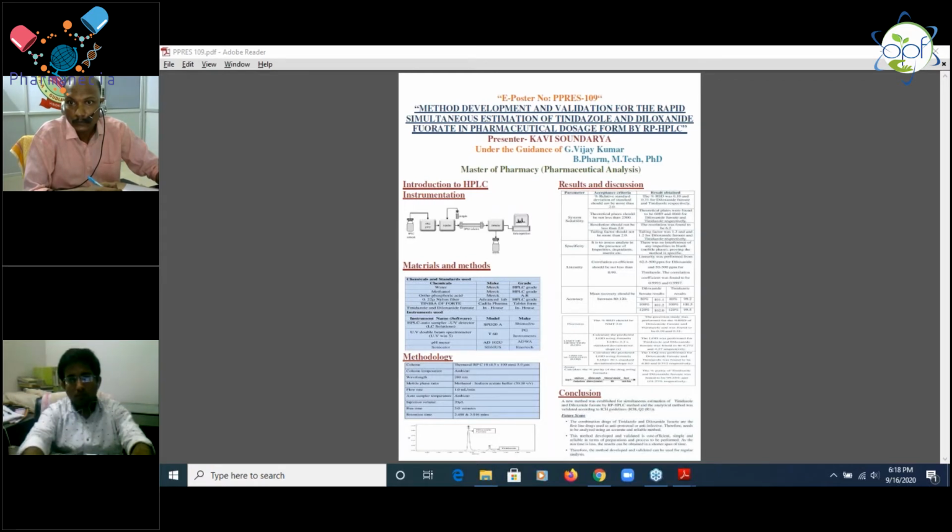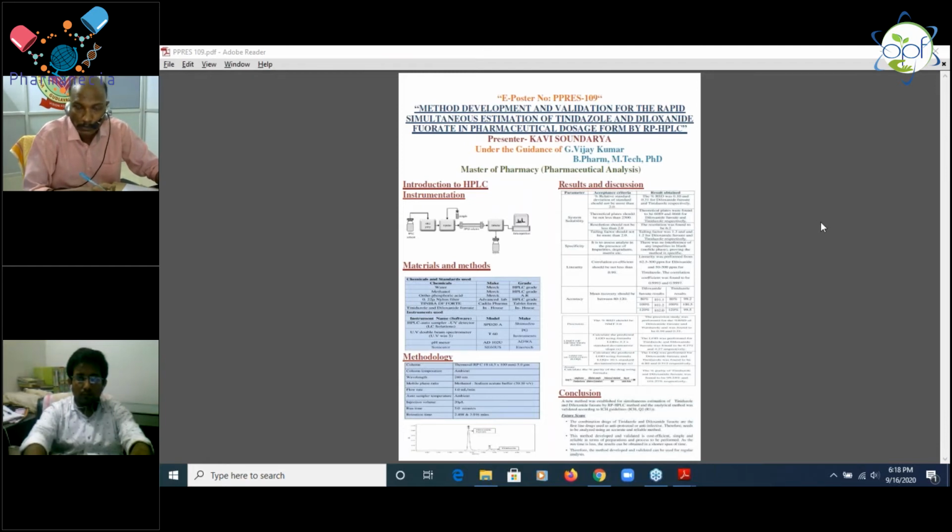After development of the method, I performed validation by considering system suitability, specificity, linearity, accuracy, precision, LOD and LOQ for the drugs. Also, the assay was performed for it. Coming to system suitability, it is nothing but establishing that the method is suitable for the instrument.